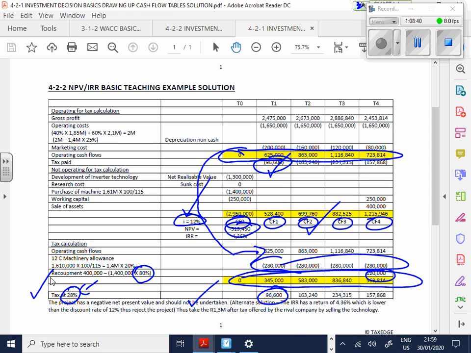But what's the second option, guys? What should we be doing? Sell it for 1.3 million and take your cash now. Does that make sense? If you're not going to do it, I'll take the 1.3 million cash now. Are you guys comfortable with that? So you need to write that down as part of the solution.